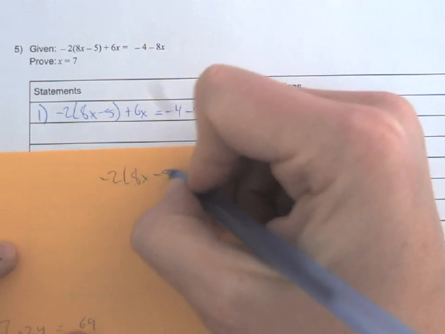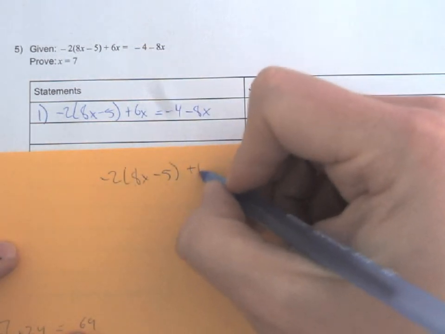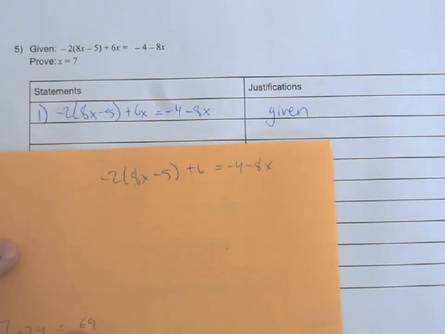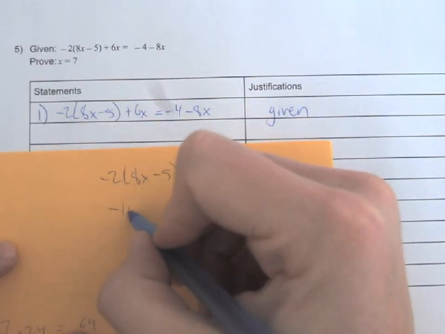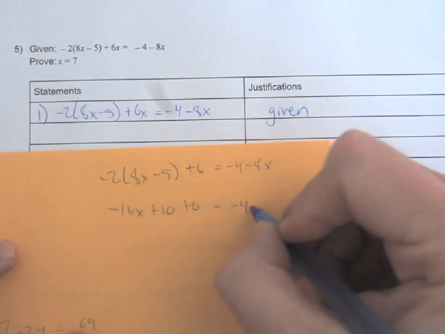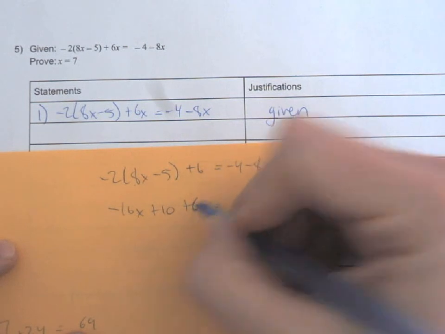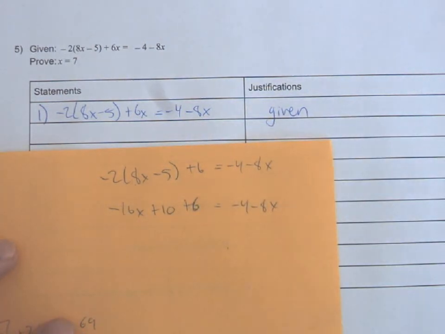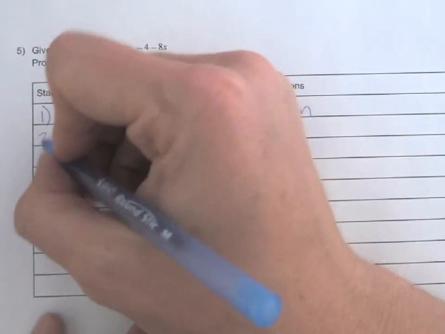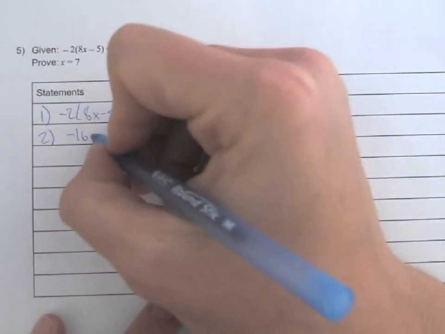Okay, it looks like we're going to need to distribute that -2. Then we'll have to combine like terms. Then we'll have to do some grouping. So first let's distribute: -16x plus 10 plus 6 equals -4 minus 8x. All right, so this would be my next step. Let's write that out. Or my next statement, I should say.